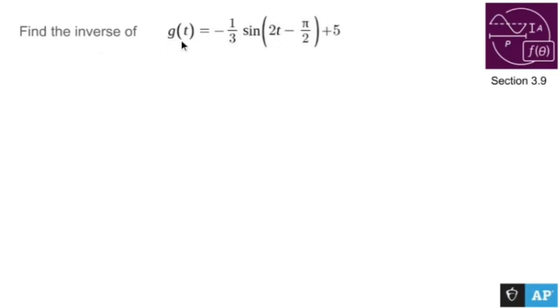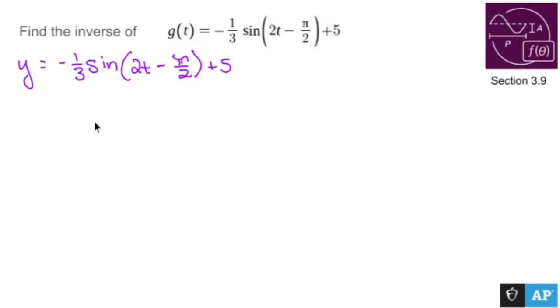Find the inverse of g of t equals 1/3 sine 2t minus pi over 2 plus 5. What I like to do is, g of t throws me off. I'm going to replace g of t with y and write it out like this. Is this a necessary step? Nope. But it helps me out because the extra parentheses has a tendency to throw my ADHD brain off.